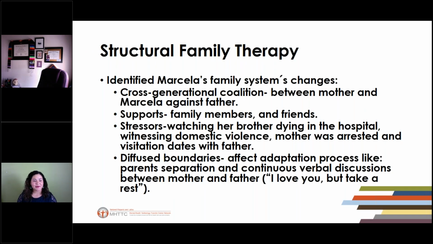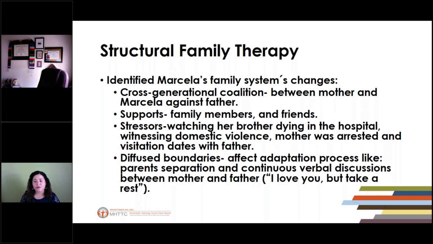Thank you. So we can see the structure inside the different techniques inside the structural family therapy. And we can observe that there was a cross-generational coalition, which means that mom and Marcela were against the father. So we need to address that coalition in the therapy sessions.